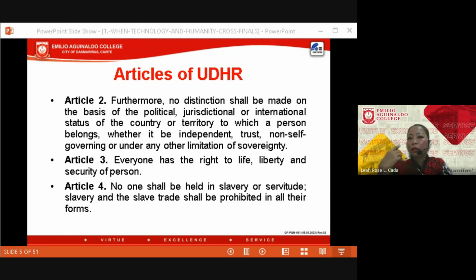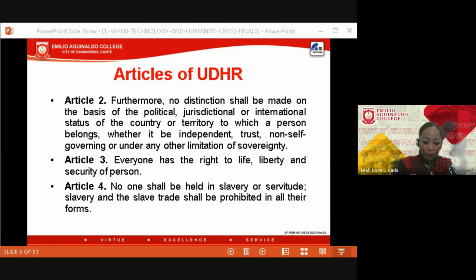In addition to that, Article 2 also includes no distinction made on the basis of political beliefs, jurisdiction, or international status, whether your country is acknowledged as a sovereign country or not. Some countries see themselves as a country, but in the international scene, they are seen as just a territory. For example, Taiwan. Taiwan sees itself as a country, but China won't accept Taiwan as a separate country because it is a territory of China. And yes, whether it be independent, trust, non-self-governing, or under any limitation of sovereignty.